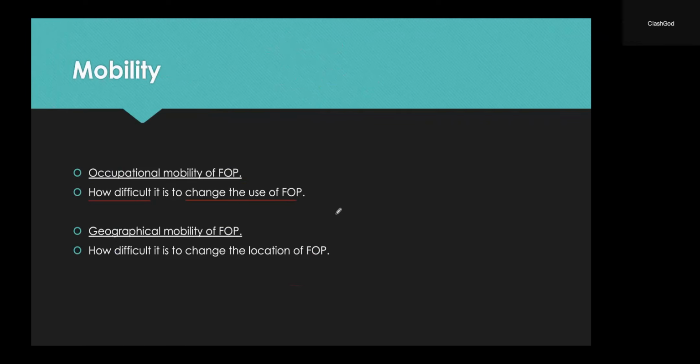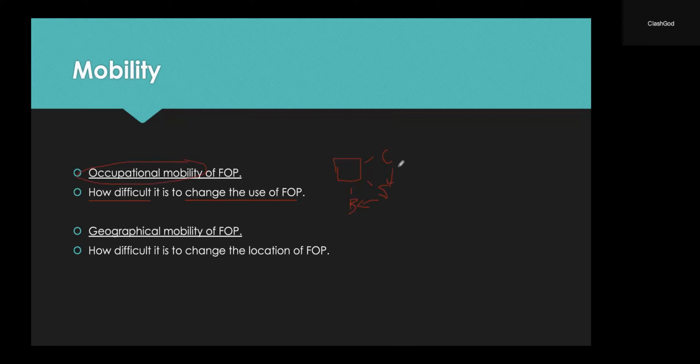For example, right now I have this machine, and I'm using this machine to produce clothes. I want to change it. I don't want to produce clothes anymore. I want to produce, say, socks. I want to start producing books. How difficult is it for me to change the production from clothes to socks or to books? So how difficult is this process? It is called occupational mobility.